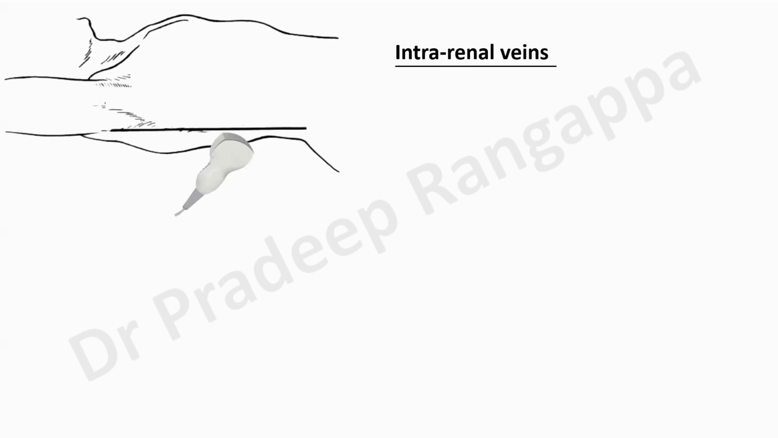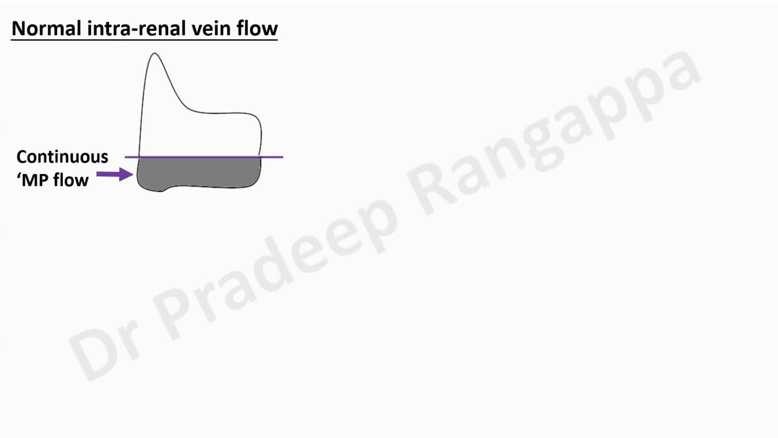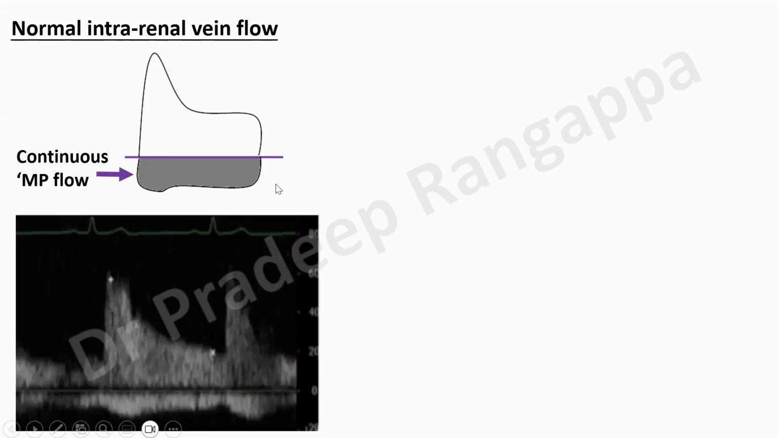And intrarenal veins are a little more tricky. So the patient lies in the same position and you put the probe in the posterior axillary line. You will see a sort of a fuzzy picture like this. You have to place your Doppler sample at the interlobar veins. Normal intrarenal vein flow will be continuous monophasic flow like this. So you would see renal vein flow as a continuous monophasic flow.